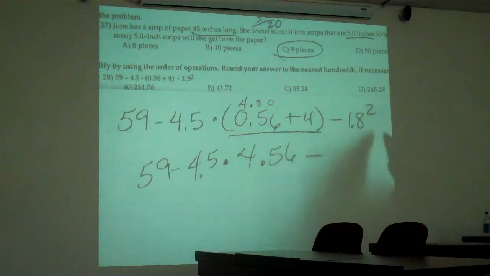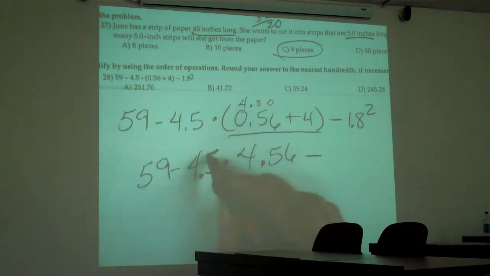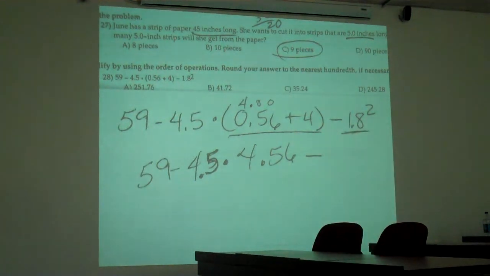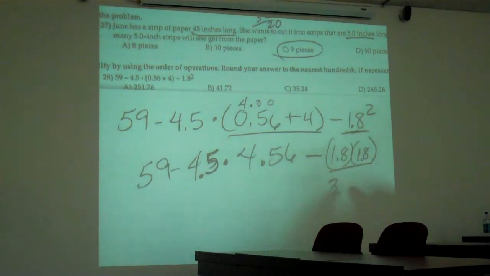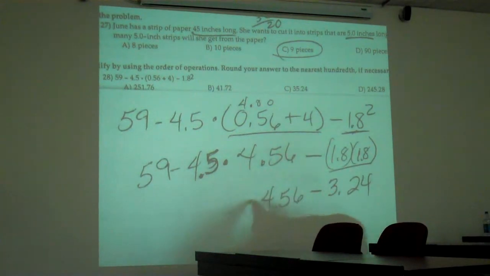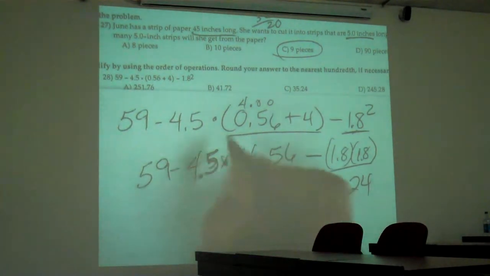Okay. And after parentheses, you do the exponents, right? We're going to do the exponent next. We're going to do 1.8 times 1.8. We're going to square that. And that's going to end up being 3.24. Okay? I'm going to put an X there because there's too many decimals.